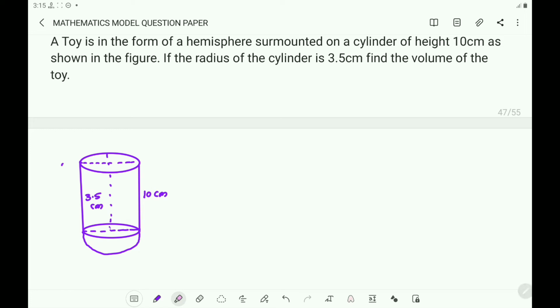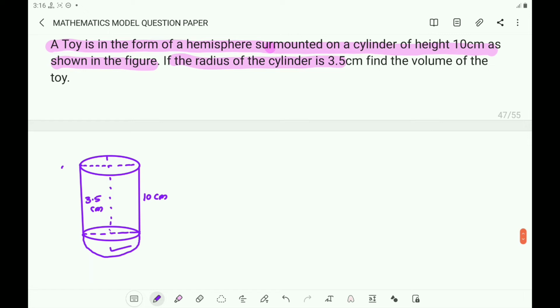To take our question, a toy is in the form of a hemisphere surmounted on a cylinder of height 10 cm as shown in the figure. If the radius of the cylinder is 3.5 cm, find the volume of the toy. Here what is given? Hemisphere is surmounted on the cylinder. And what is the radius here? Radius of the cylinder and the radius of the hemispherical part are same. So you take R as 3.5 for both.